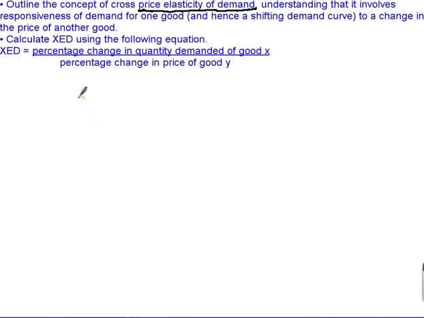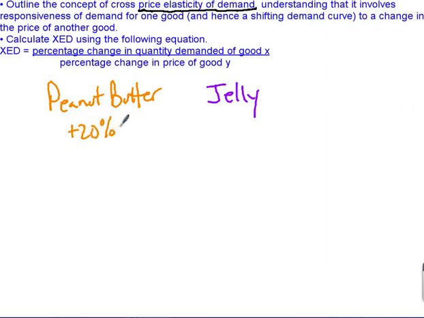Let's pretend that we've got peanut butter, and that kind of looks like peanut butter, the color. And let's make this jelly, and this would be grape jelly. So what's going to happen if the price of peanut butter were to rise by 20%? If you're Smuckers and you see the price of peanut butter going up, does that affect you if you make Smucker's jelly? Of course it does, because peanut butter and jelly are complementary goods to each other.